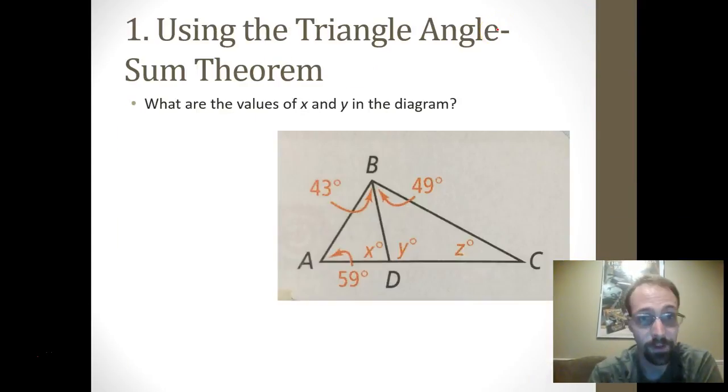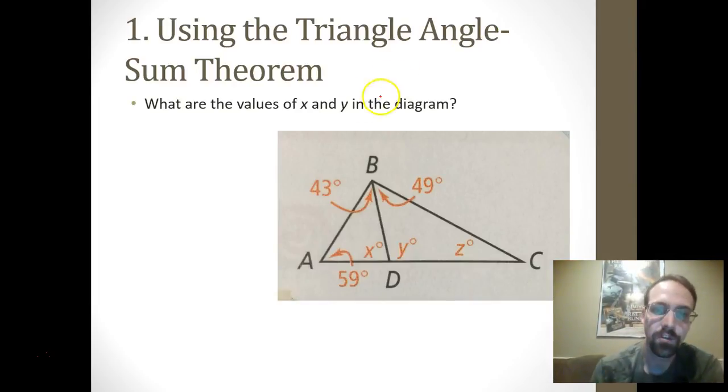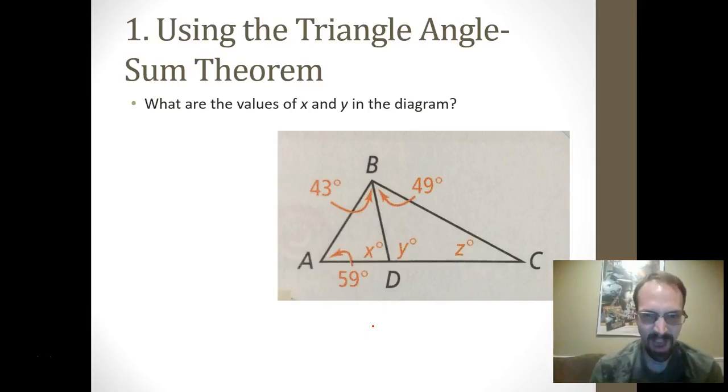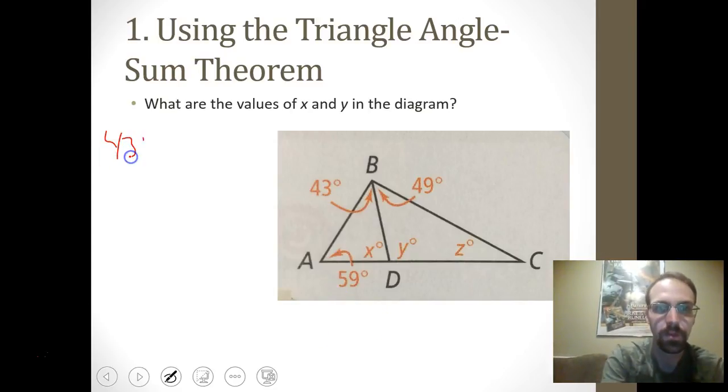However, we can use the triangle sum theorem to find the values of x and y in this diagram. So essentially what we have is x is here, y is here. You're like, what's z? You'll see soon. So x is here. I have a smaller triangle here, triangle ABD. All of those add up to be 180 degrees. So 43 degrees plus 59 degrees plus x is equal to 180.